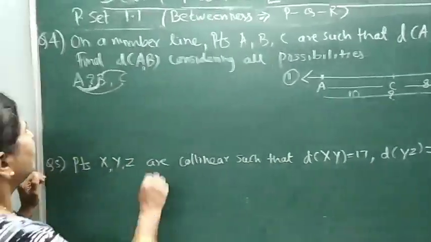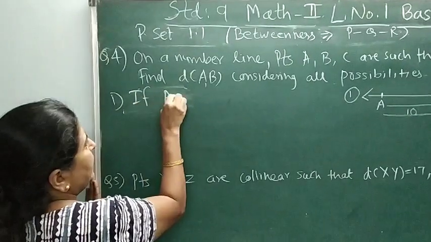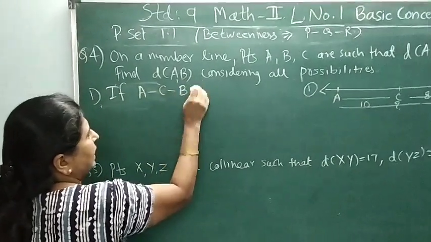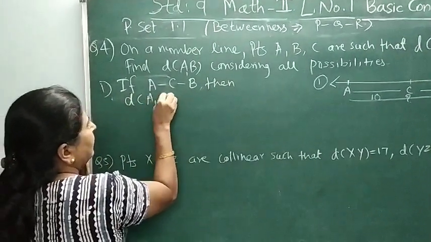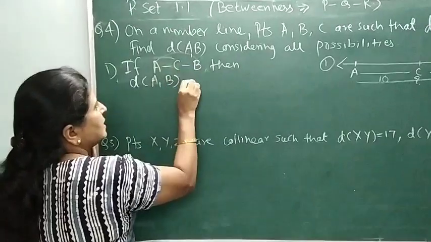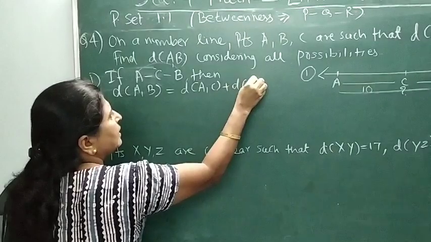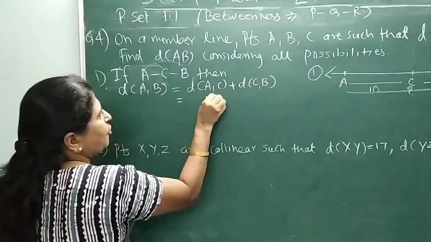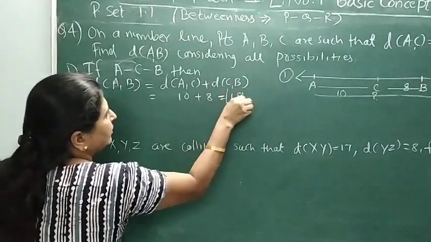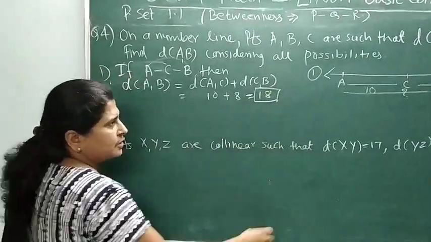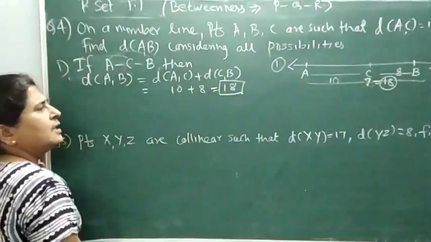Let's write this. So we will write that first case, if betweenness is A-C-B, then what is the distance between AB? Distance between AB is going to be equal to distance between A, C, AC, plus distance between CB. Okay, so this is what? 10 plus 8. It is going to be 18. With the help of figure also we have understood. So this we have to find, and it is nothing but it is going to be 18. This is the first case.